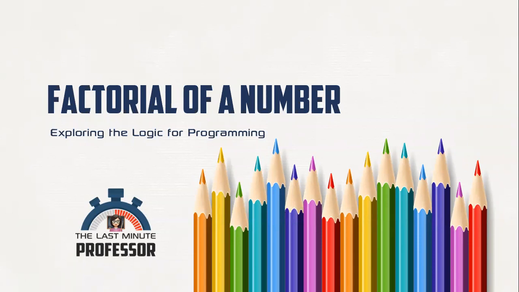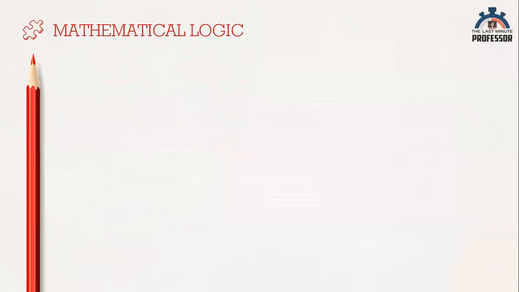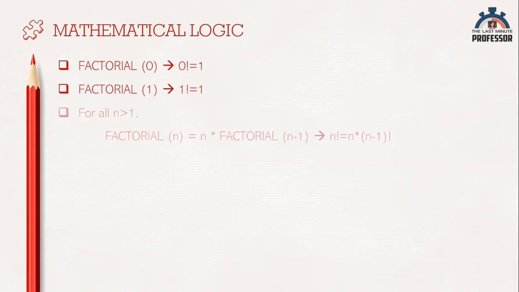In this video, let us explore the logic for finding factorial of a number using two approaches, recursion and iteration. Let us first brush up the mathematical basics for finding factorial of a number before we peep into the programming context. We know that factorial of 0 is 1 and factorial of 1 is 1. For any other value of n greater than 1, n factorial is equal to n into n minus 1 factorial.